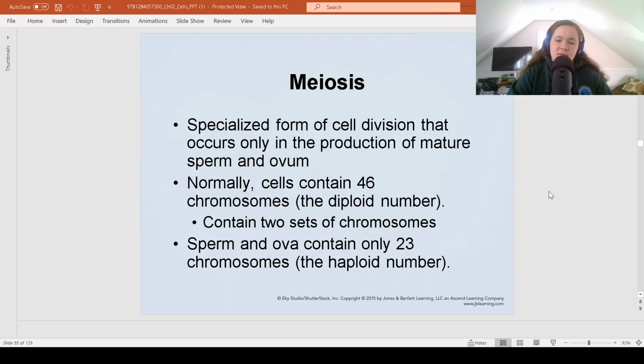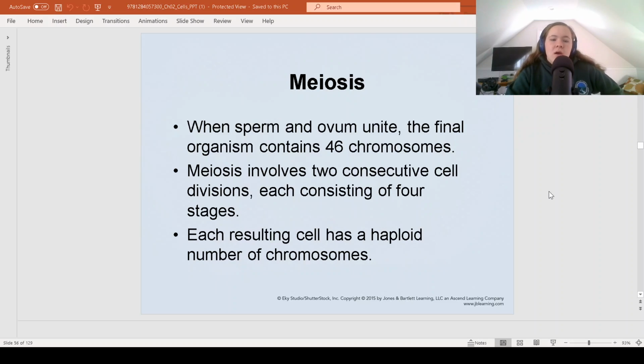Diploid. They contain two sets of chromosomes. Sperm and ova contain only 23 chromosomes, the haploid number. When sperm and ovum unite, the final organism contains 46 chromosomes.